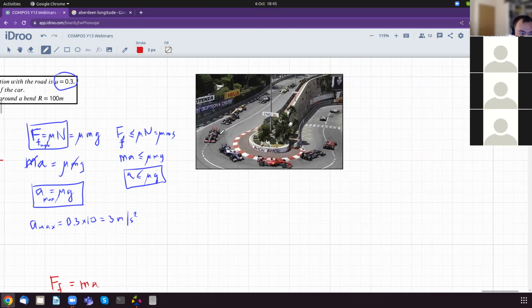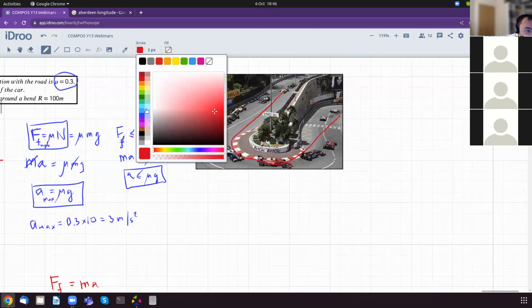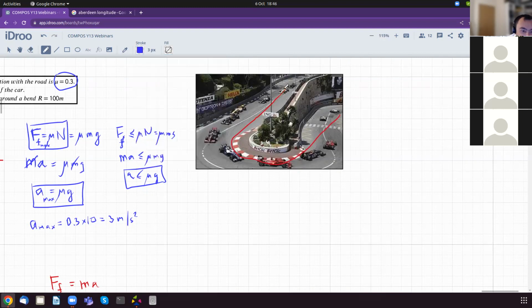So basically, you can see that the cars are not taking the shortest path, because the shortest path would be like this. And rather, they're taking a path like this. They go wide, they go into the corner, they come out of the corner, they go wide again. And you can even see the dark lines. They go wide again and they go like this. So they're not taking the shortest route, they're taking a wider route.